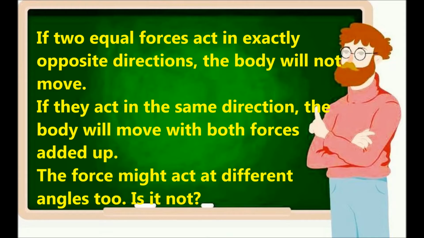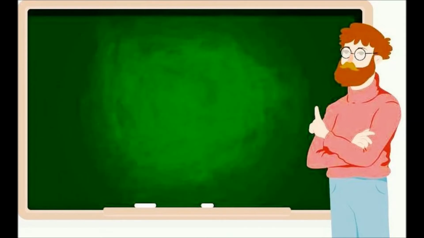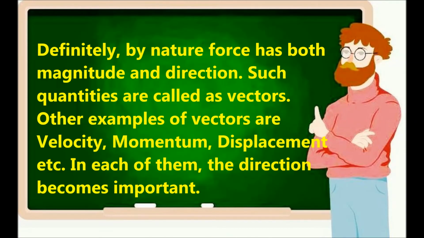The force might act at different angles also. Here we have taken only opposite or same side. Suppose there are many forces, one force acting at this angle, another force acting at that angle. Definitely, by nature, force has both magnitude and direction. You have to keep in mind the direction, otherwise you can't add them normally. Such quantities are called vectors.